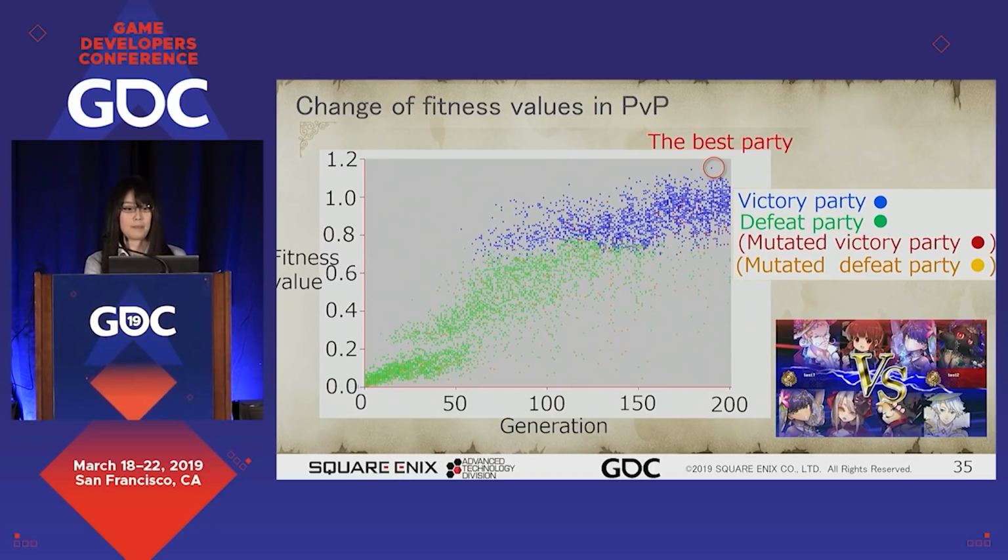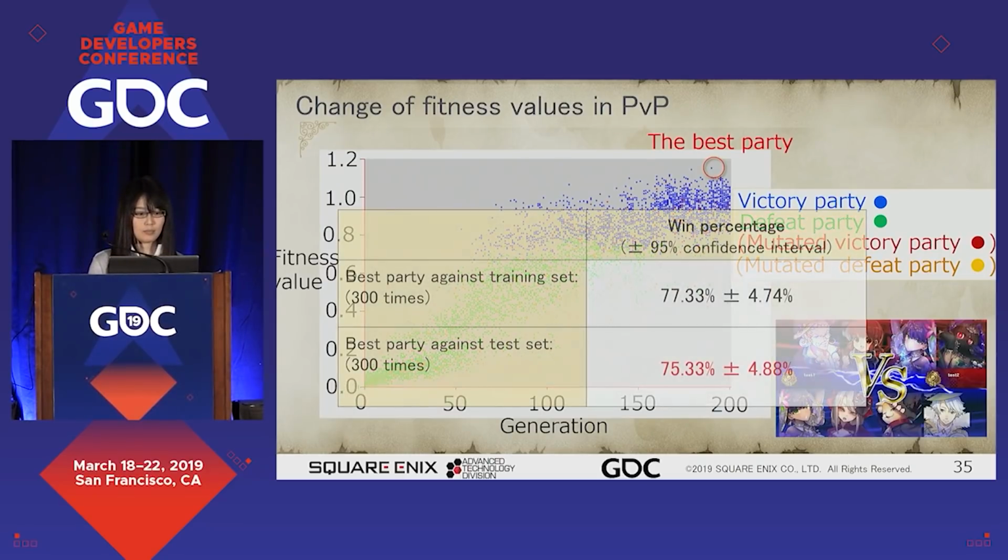This is the best party in this evolution. However, because the fitness value is computed based on the result of 15 battles, there is a certain margin of error. To confirm the party's strength, we made it fight in 300 battles.